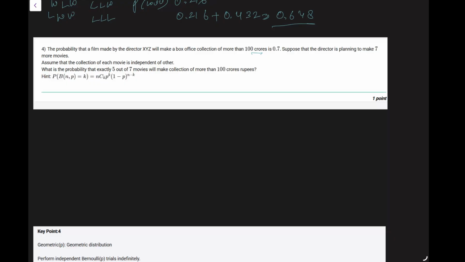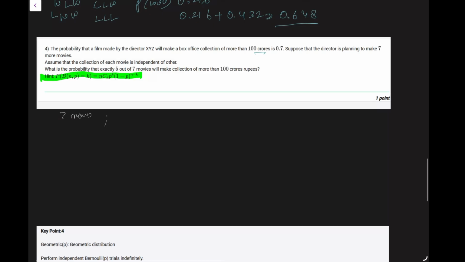Okay, I think I understood the problem. In the hints, they are giving the binomial trial equation. Let's break down the problem. A director makes 7 independent movies. Each movie has a 0.7 chance of earning more than 100 crore. Find the probability that exactly 5 of the 7 movies cross the 100 crore mark.